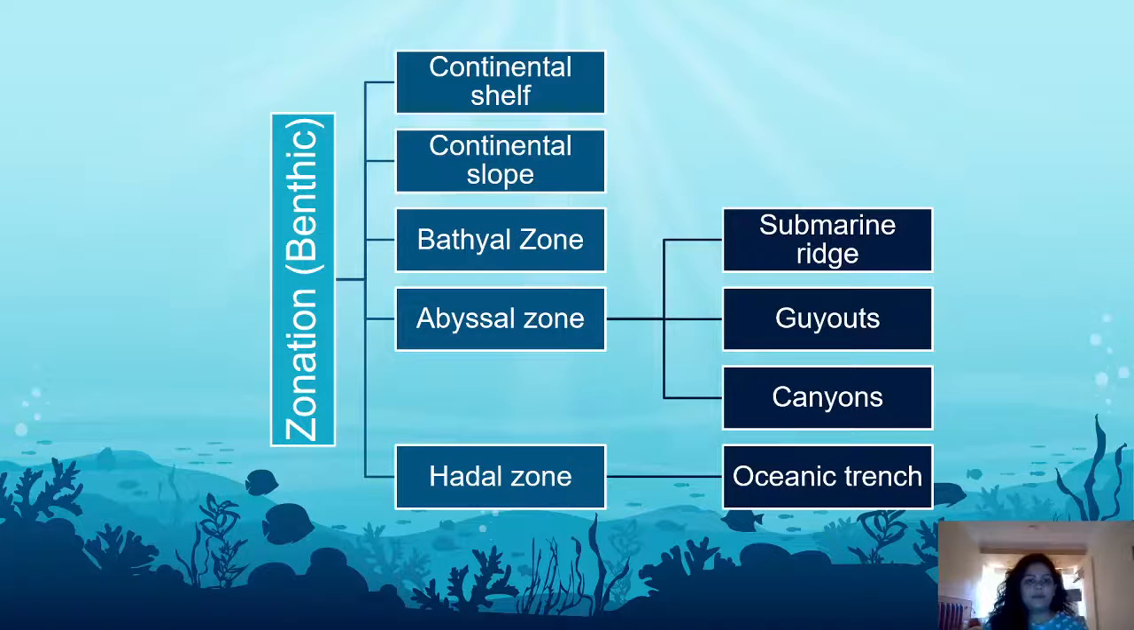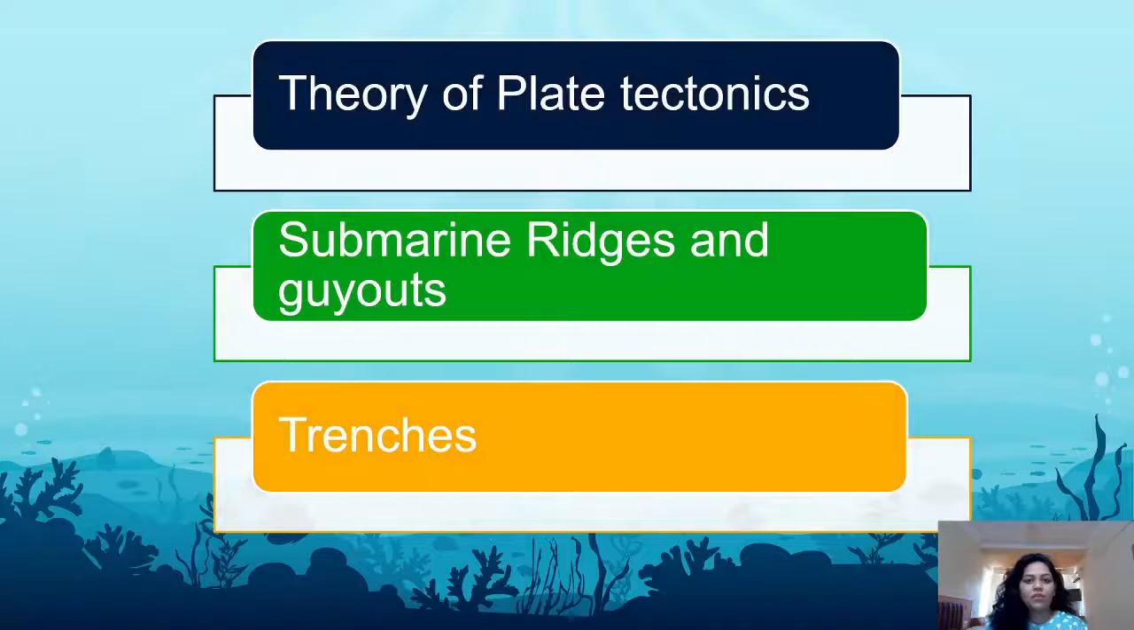So last time we saw the different benthic zonations of the ocean. Today we'll be seeing something of specialized relief features of oceans such as submarine ridges, guyots, canyons and ocean trenches. So for that we need to know about the theory of plate tectonics.